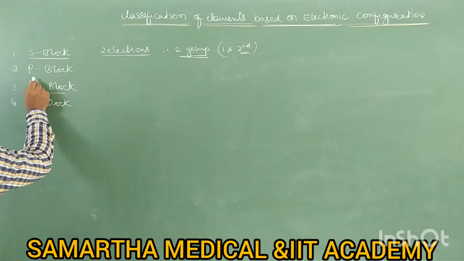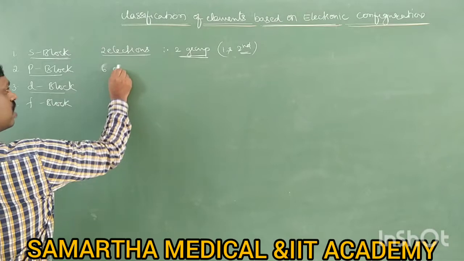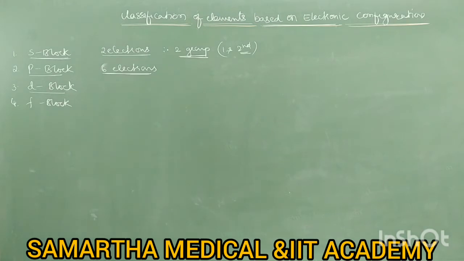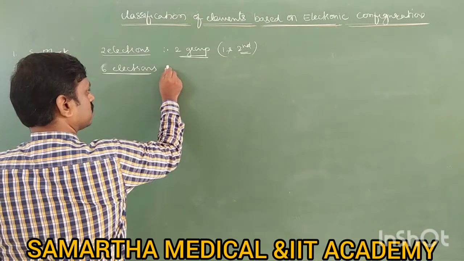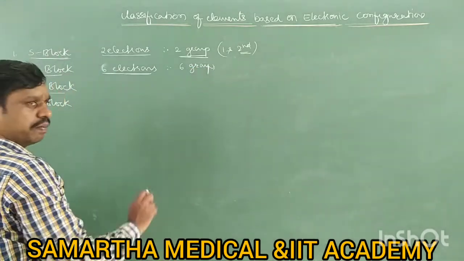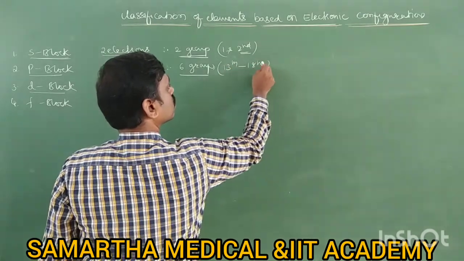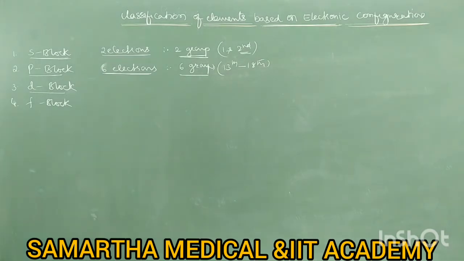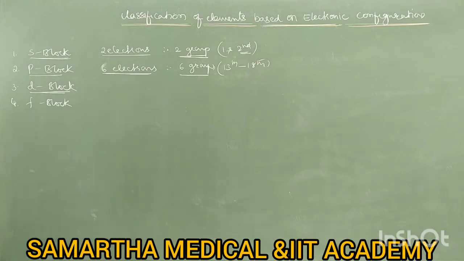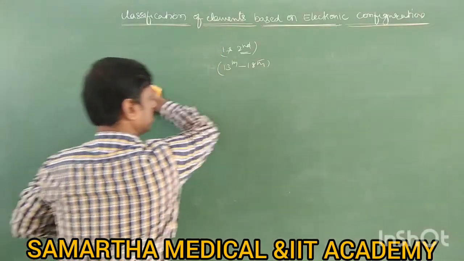Next, P block element. In p orbital there are a maximum of 6 electrons, so 6 electrons can be accommodated in p orbital. Therefore, P block has 6 groups, from the 13th group to the 18th group. This we have also studied in detail. Next, we are going to study D block elements. Let us see what D block elements are and their properties.